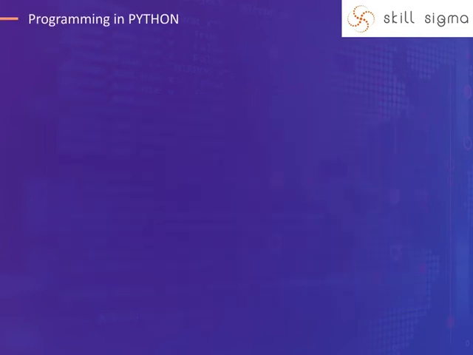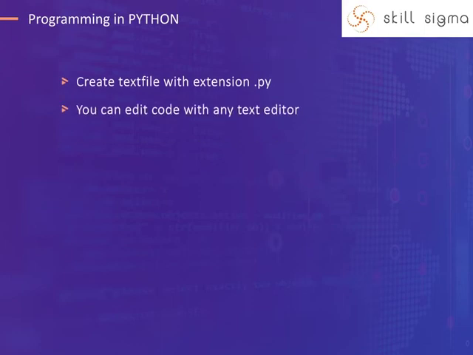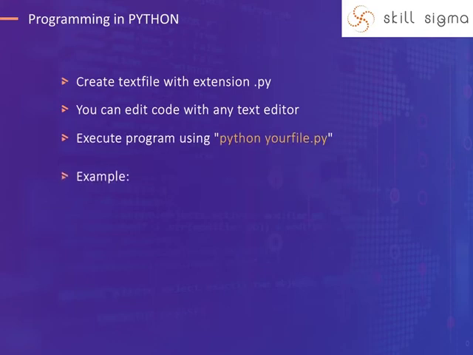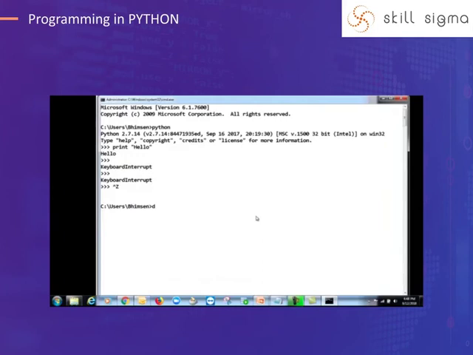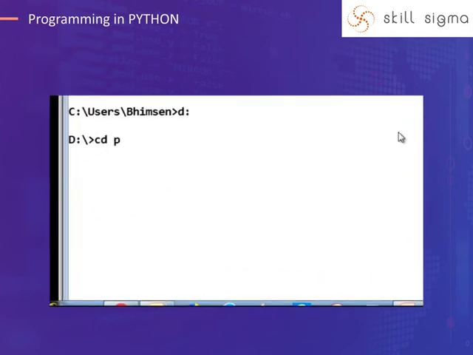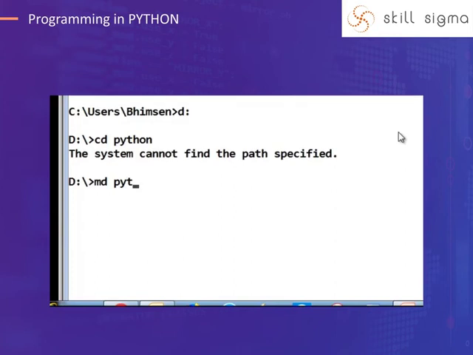You can even create your own file. You can create a text file with extension .p, and you can edit the code with a text editor, and you can run the program as it is. Let us see an example here. I would like to go to the drive, where I have a folder for Python. I will be creating a folder named Python here.